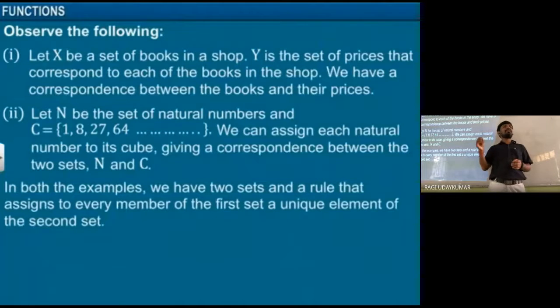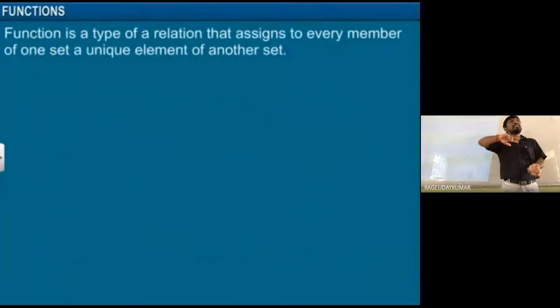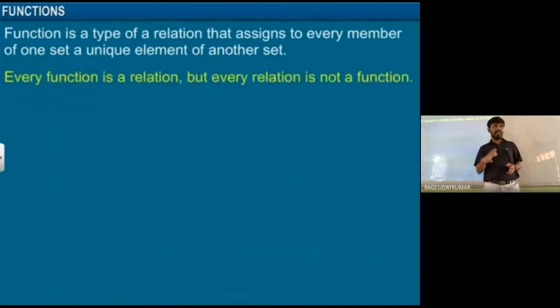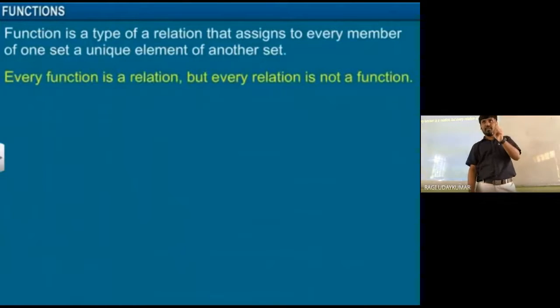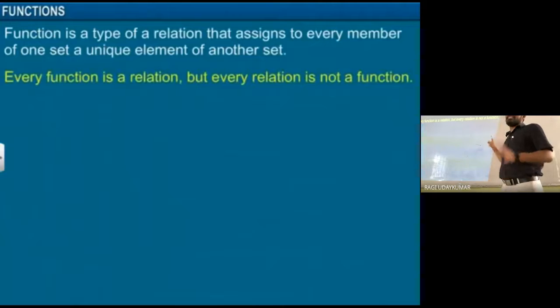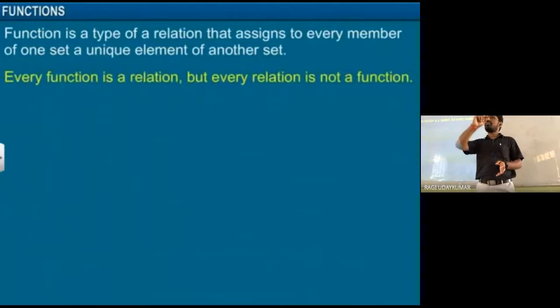And in both the examples, we have two sets and a rule that assigns every member of the first set to a unique element of another set. First set में कुछ भी खाली नहीं. Every member is related to only one element. Double भी नहीं. Unique is nothing but only one element. Double means इधर से first set से two arrow marks नहीं होना है. Simple thing. Relation में two arrow marks हो सकता है, but in the function one should not be related to two.